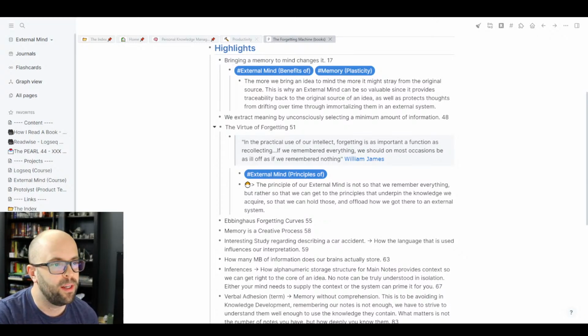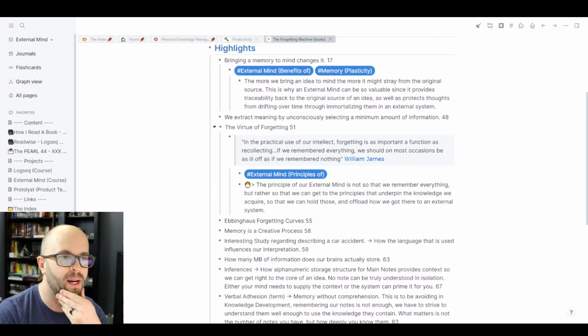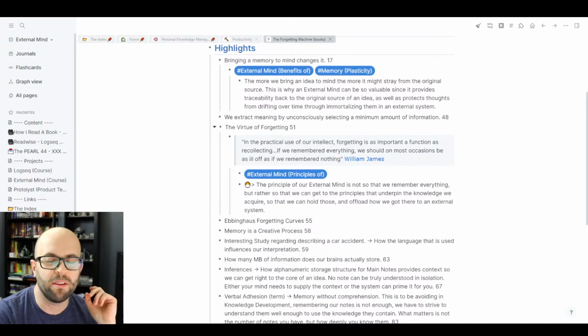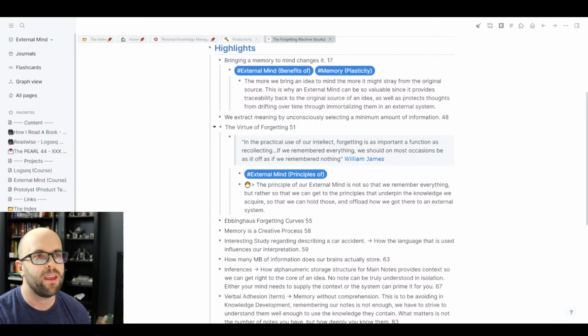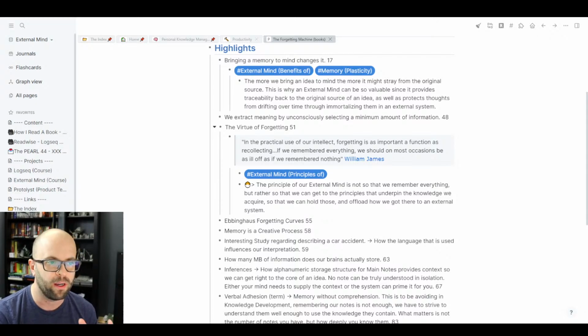So here: we extract meaning by unconsciously selecting a minimum of information. This was an interesting idea in the book about how, when we're encoding information in our minds, we actually select a very small amount of information and extrapolate the meaning behind that idea, versus trying to remember all the little bits and bobs of information.